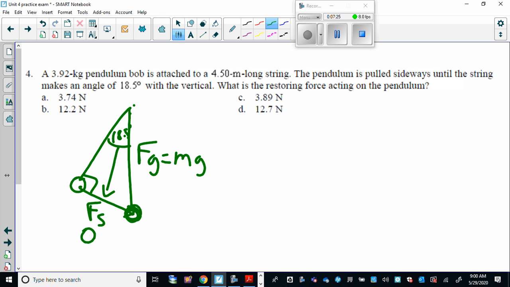So now we have a force over here, and we have a force over here. This is the hypotenuse. So we're going to use sine of 18.5 equals the opposite, which is the restoring force, divided by the hypotenuse, which is the gravitation.